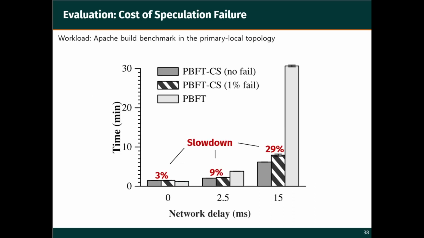Evaluating the cost of speculation failure is also performed with the Apache Build benchmark workload in primary local topology. They ran this evaluation over varying network delay of 0 milliseconds, 2.5 milliseconds, and 50 milliseconds to demonstrate the differences in runtime cost between PBFT-CS with no failure, PBFT-CS with 1% failure, and PBFT. The result is that at zero delay injection, PBFT-CS with 1% failure shows a 3% slowdown compared to PBFT-CS with no failure, and a 9% slowdown at 2.5 millisecond delay injection, and a 29% slowdown at 50 millisecond delay injection. This result is due to the fact that as network delay increases, the size of dependent requests also increases, which results in a high cost of rollback and high network bandwidth consumption.